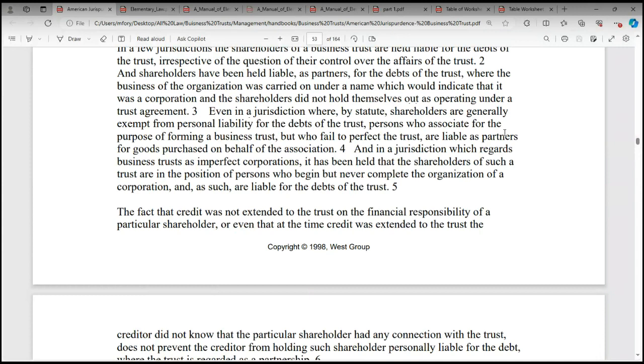And in a jurisdiction which regards business trusts as imperfect corporations, it has been held that the shareholders of such a trust are in a position of persons who begin but never complete the organization of a corporation, and as such are liable for the debts of the trust.